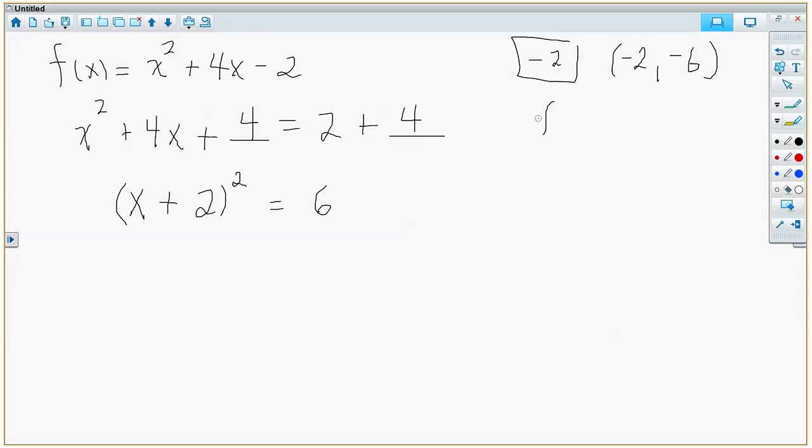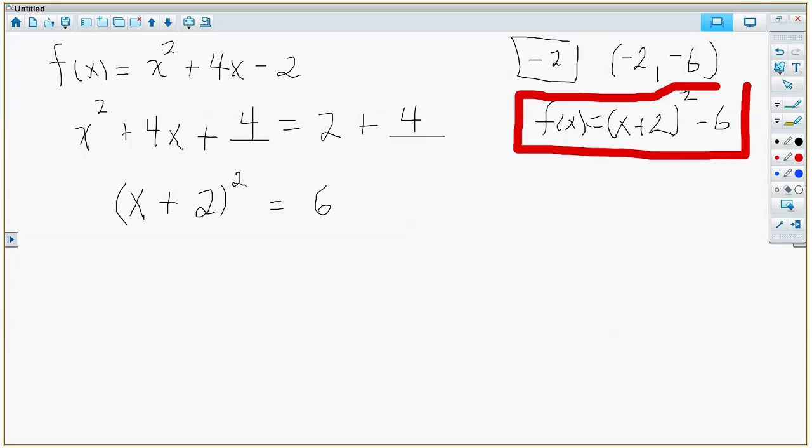That'd be f of x is equal to x plus 2 quantity squared minus what? 6. And I want everybody to highlight that, however you want to highlight it, please, and make a note that that's intercept form, and that is an option, because it may just ask for the vertex. And if it just asks for the vertex, then you just get it right here. If it asks for it in intercept form or in general form, you have to put it in this.